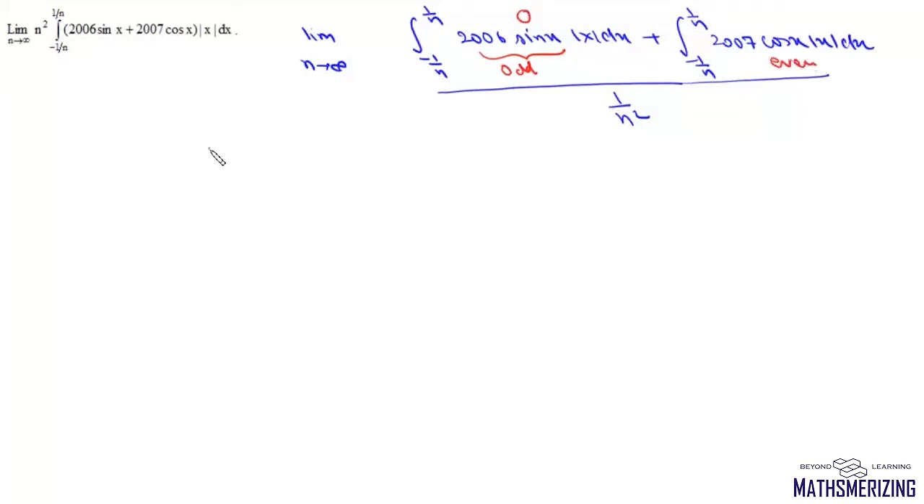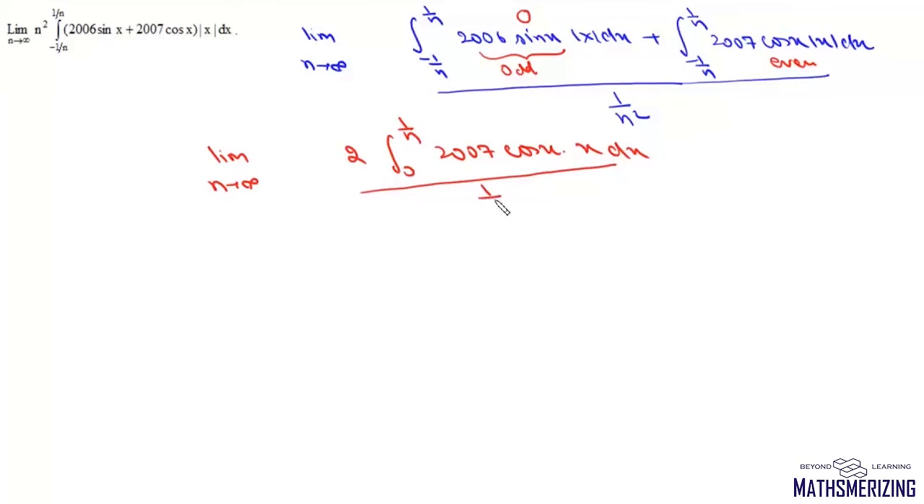So we can write this as limit n tends to infinity of the integral from 0 to 1 by n of 2007 cos x, and then in this interval mod x will be simply x, dx, upon 1 by n square. Now if we put n tends to infinity, this is integral from 0 to 0, so it is 0, and 1 upon n square is also 0, so this is 0 upon 0 form.